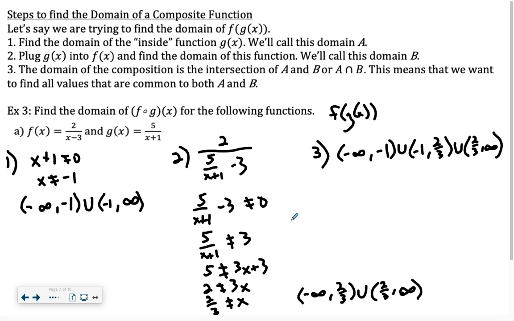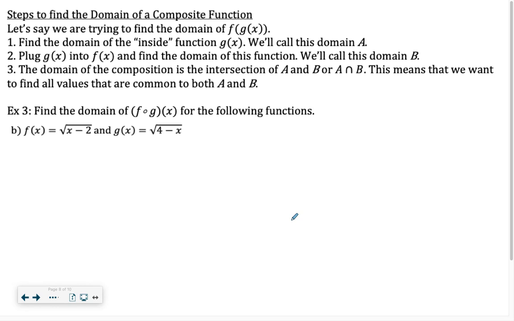Let's try one more example here, one with some square roots. So again, we want to do the same thing. We want to find the domain for f of g of x. Now, I should point out, when we're doing practice problems, make sure you pay attention to what they're asking you to do. They could be asking you to find the domain for g of f, right, or f of g. So just make sure you're paying attention. So here we are doing f of g of x. So the first thing I want to do is find the domain of the inside portion. So the inside portion is g of x, right?